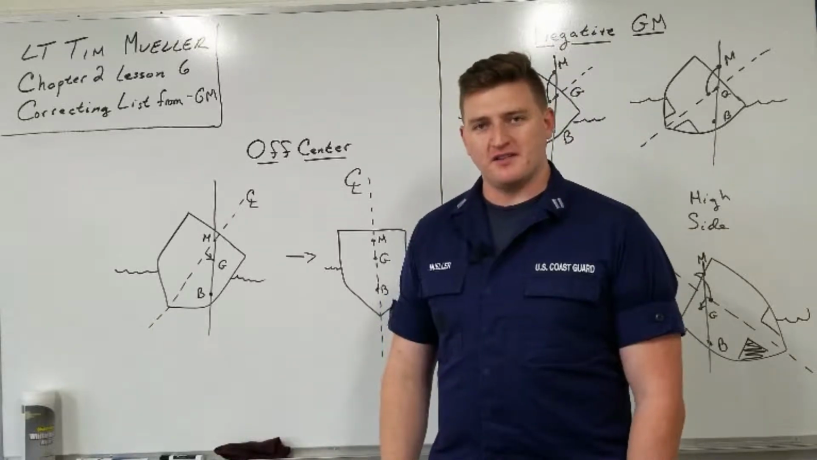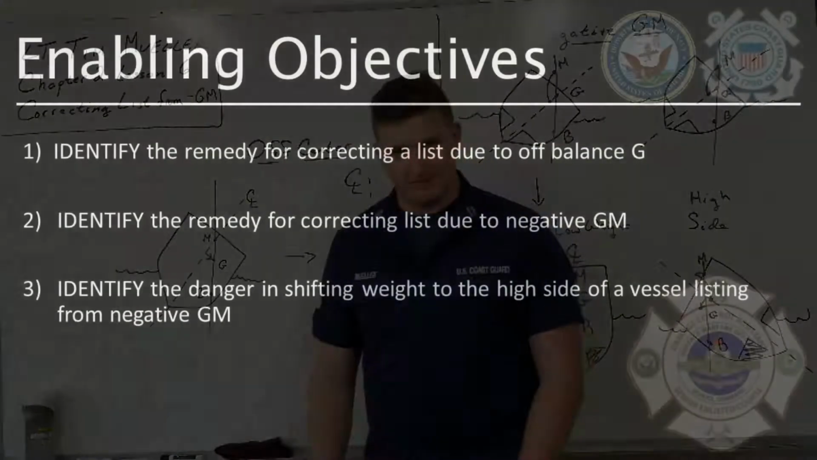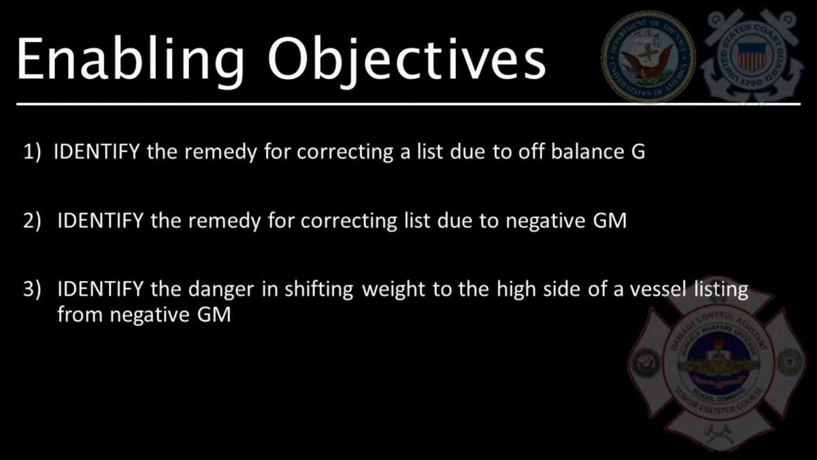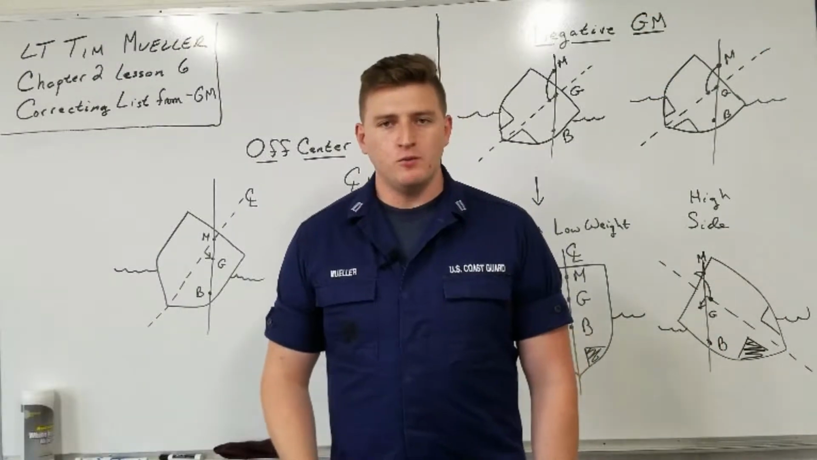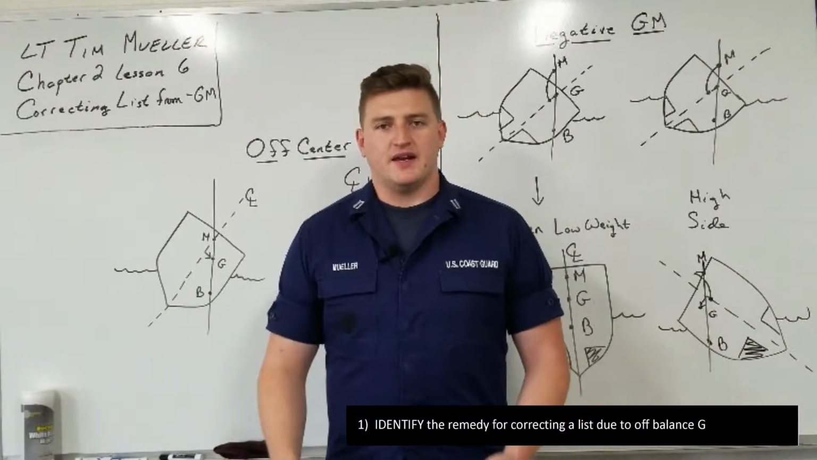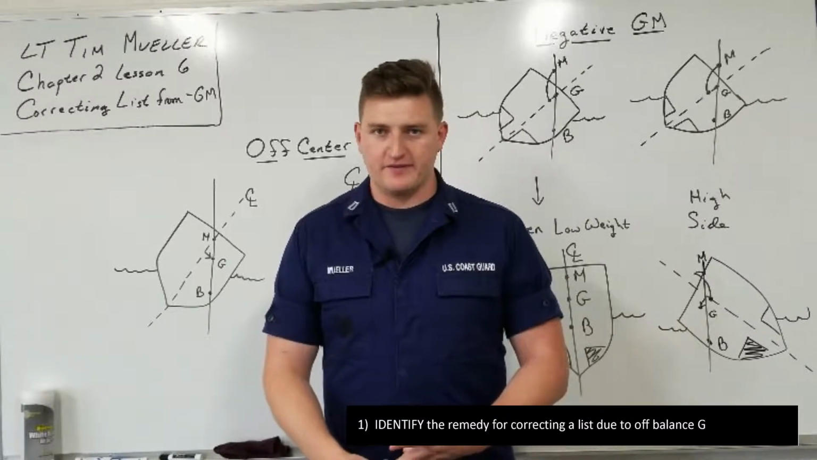I'll be talking about correcting list when you have a negative GM situation. Now on vessels, there are typically two ways that you can incur a list. It's an off-center weight, or it's with negative GM.